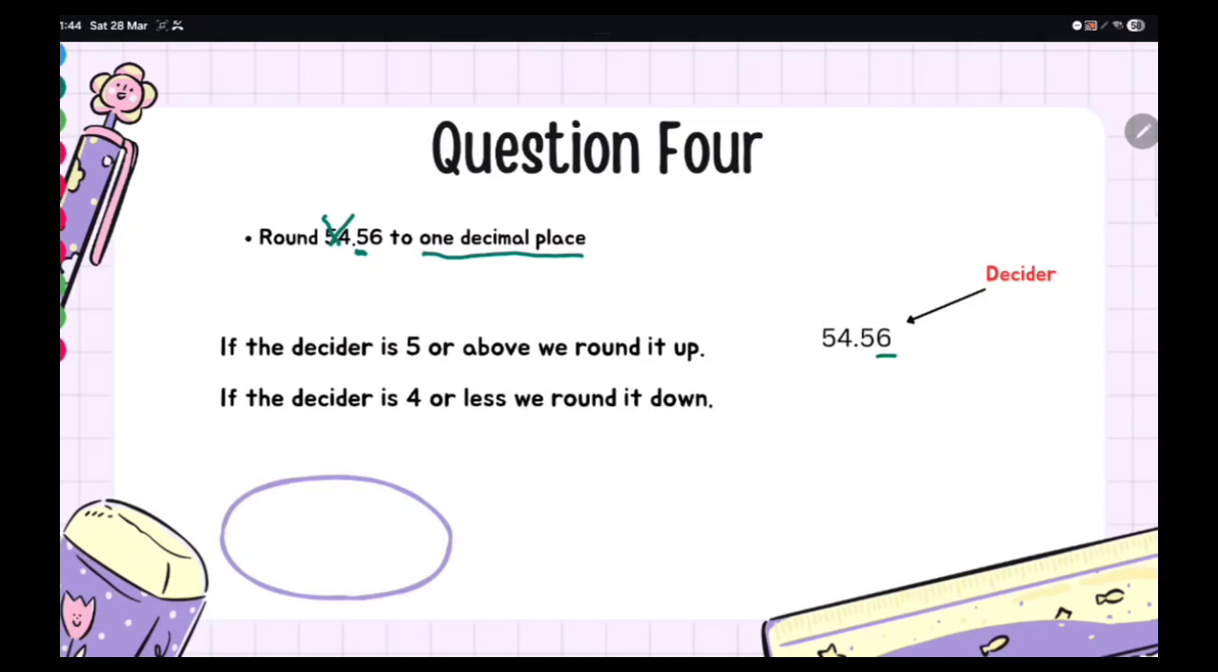So let's see what category 6 fits into. If the decider is 5 or above, we round it up. And if the decider is 4 or less, we round it down. And 6 is above 5, which means we are rounding this up. So we can round this to 54.6.